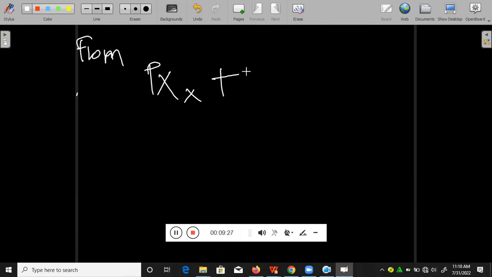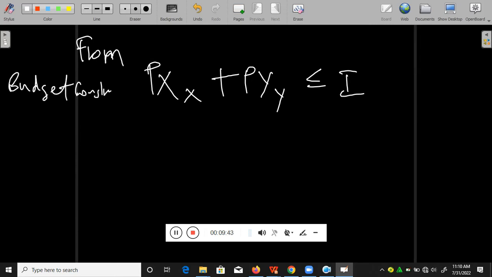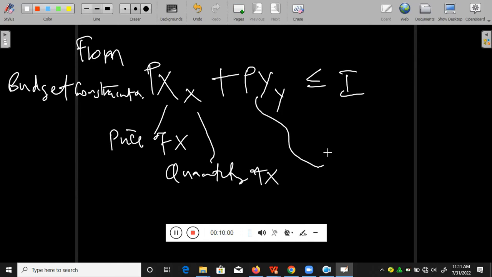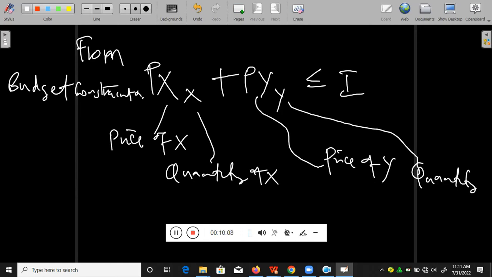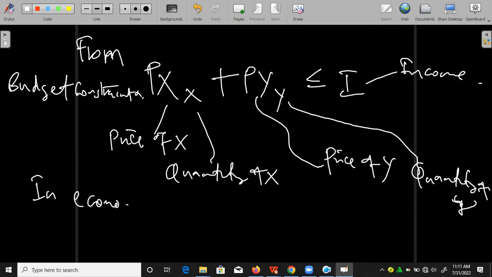So, we can write the budget constraint as the price of x times quantity of x plus price of y times quantity of y, which is equal to income, where Px is the price of x and Py the price of y.